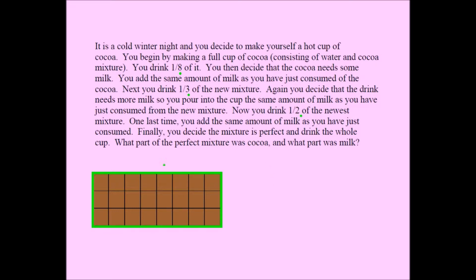Again, this is 1 whole cup of cocoa. So now, 1/8 of your cup is milk and 7/8 of your cup is still cocoa. And you have to understand it's thoroughly mixed. And now you drink 1/3 of the new mixture. That means you drink 1/3 of the milk and 1/3 of the cocoa. In other words, you can argue that this is how much you drink. You're going to drink this. And all this will be empty and you will replace it with milk.